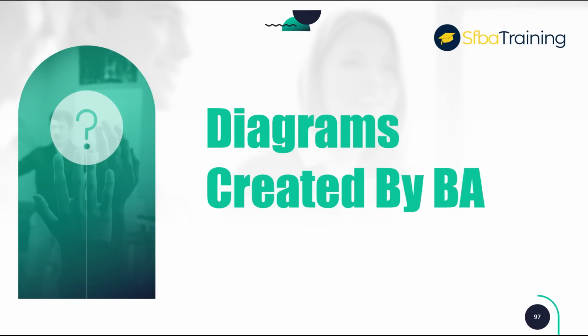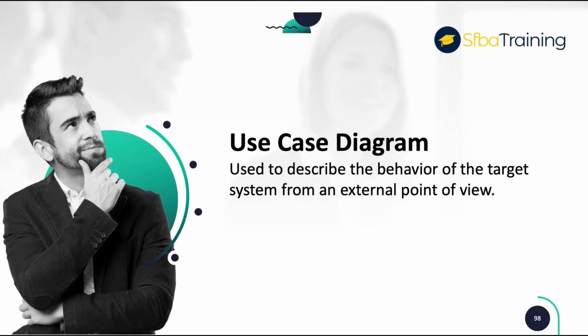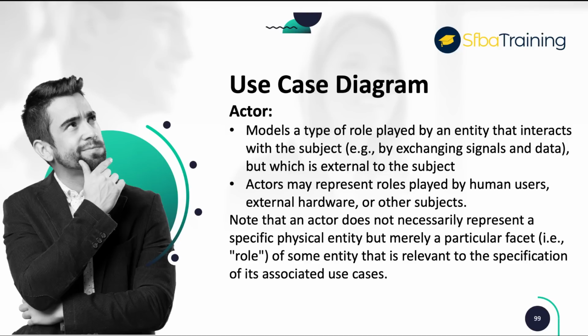There are a few types of diagrams created by the business analyst. Use case diagram. A use case diagram is used to describe the behavior of the target system from an external point of view. Here are the components of a use case diagram. Actor. Models a type of role played by an entity that interacts with the subject. Example, by exchanging signals and data, but which is external to the subject.